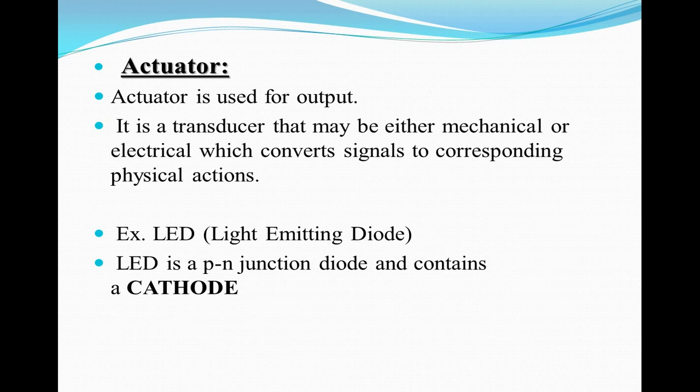Next we are going to see the actuators. An actuator is a device which can be used as an output. As we have seen earlier, a sensor is a device which can be used as an input, but an actuator is a device which can be used as the output. The actuator is also a transducer, which may be either mechanical or electrical, and which converts the signals to the corresponding physical actions.